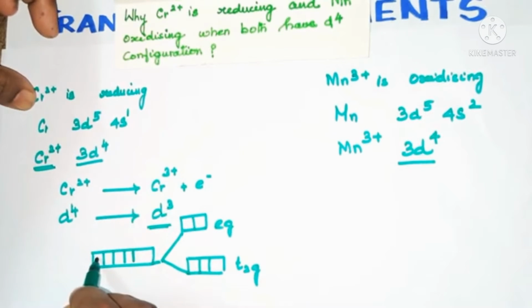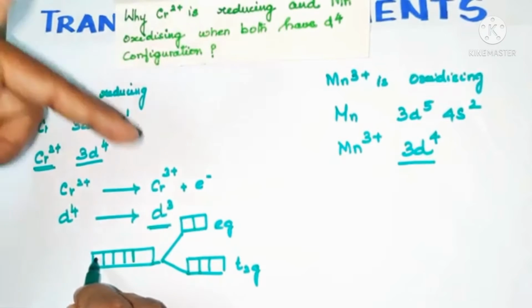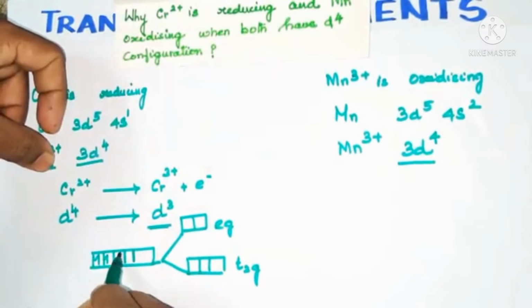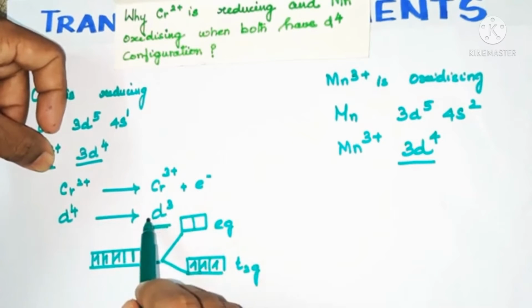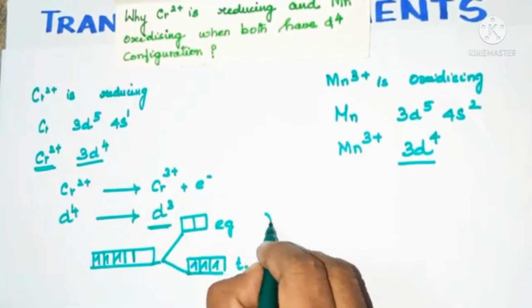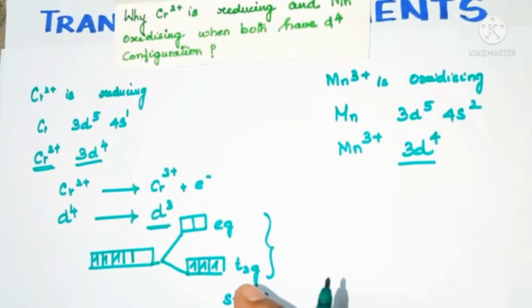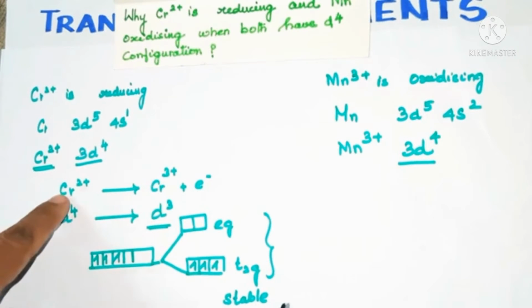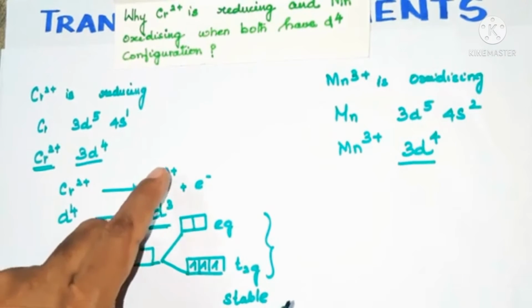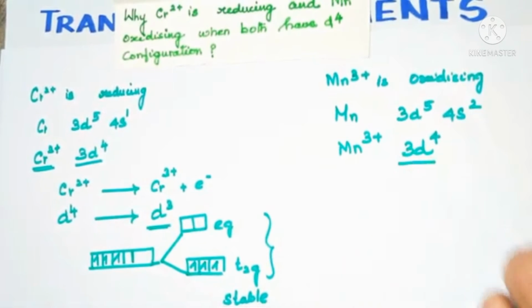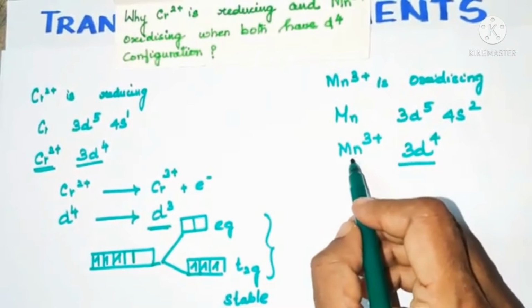The d3 configuration means 3 electrons are present in the d orbitals. Those 3 electrons are present in the t2g level, which is the lower level. Eg is the upper, higher level. So in this state it is a more stable state, a very stable state. So Cr2 plus changes into Cr3 plus, which is very stable.